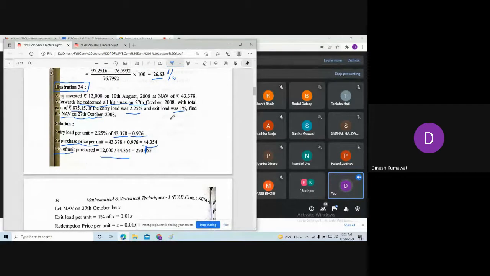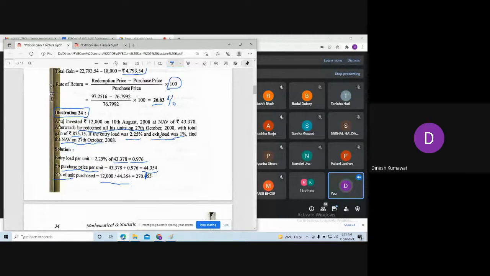Now you can see there is an exit load involved. What do we do when there is an exit load involved? Yes, from what do we subtract the exit load? Redemption price. Redemption net asset value. It is not redemption price, it is redemption net asset value. But do we know redemption net asset value? No, sir. So we are going to assume the redemption net asset value to be x.